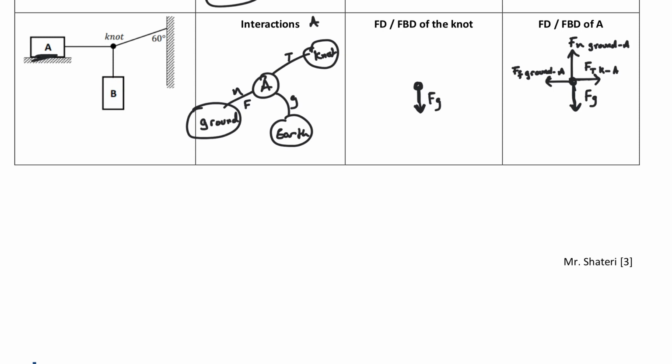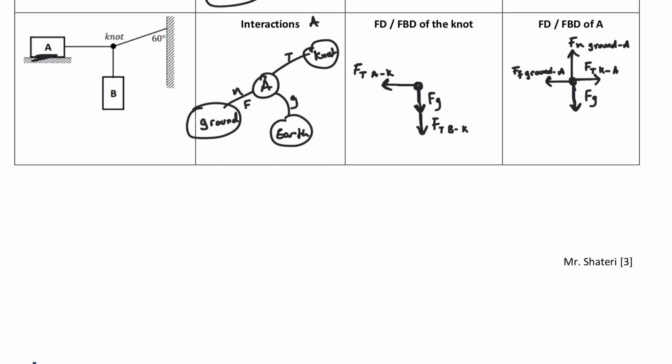Block B here is interacting with this via this rope, so it's pulling it down. So there's going to be another force acting in this direction. I'm going to call that force of tension from B to K. A is going to be pulling it in this direction, so there's going to be a force in this direction, another tension force, and that's from A to K.